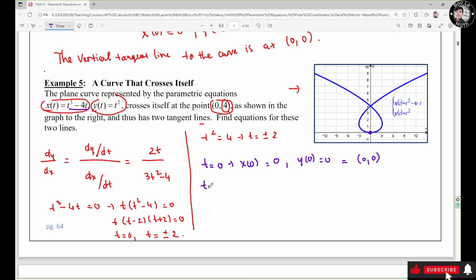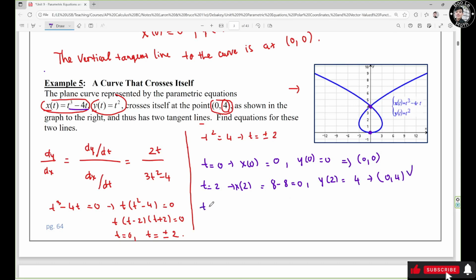t equals 2. Then you have s of 2 equals 8 minus 8. It's going to be 0, right? And y of 2 equals 4, right? So you have the ordered pair (0, 4). This is the intersection right here. So this works, right?